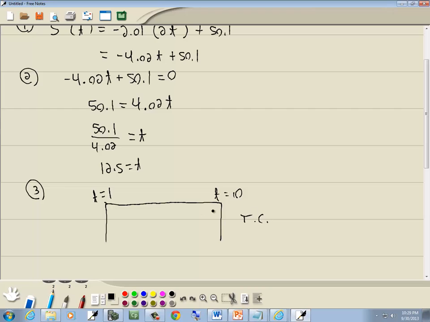Now we want to pick a test case that falls in there. Like, I was going to choose x, but that wouldn't be right. T is equal to 2. That falls between 1 and 10. Now we want to plug that into our derivative. Now here's our derivative right up here. So if I plug that in, I'm going to have negative 4.02 times 2 plus 50.1. And we're plugging that into our derivative, which is S prime.